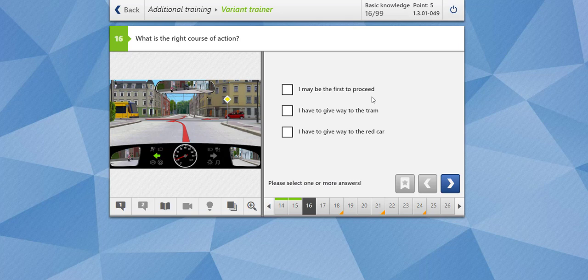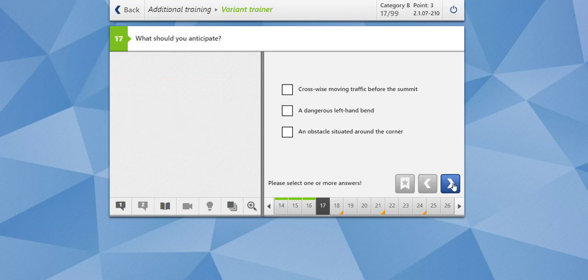I may be the first to proceed. I have to give way to the tram. No, you do not have to give way to the tram because you are on the priority road. I have to give way to the red car. No, you do not have to give way to the red car because you are on the priority road. So you are the first one to proceed. Let's check the answer. Our answer is correct.